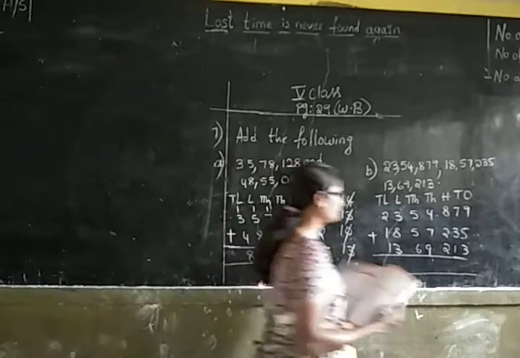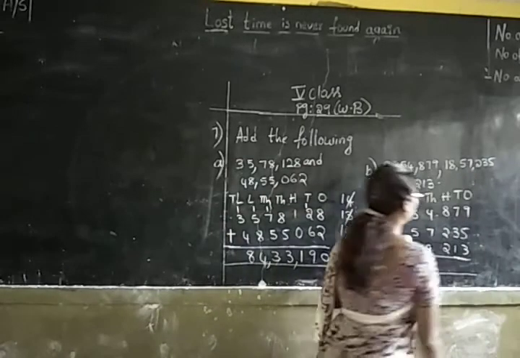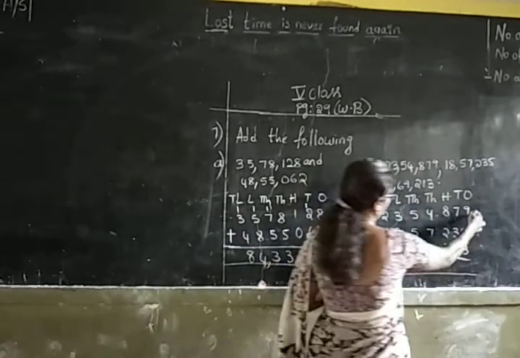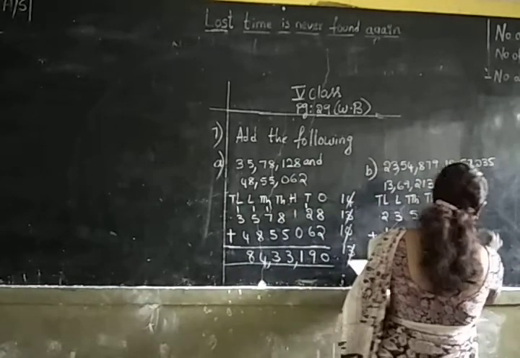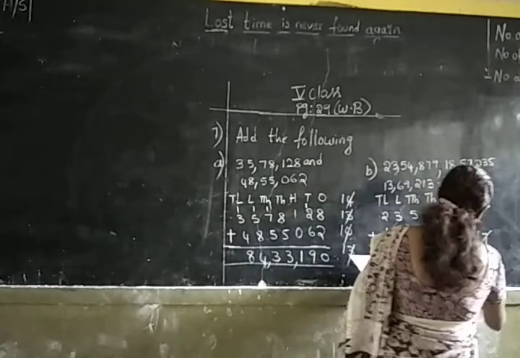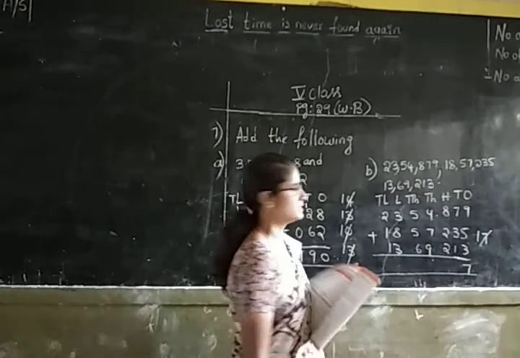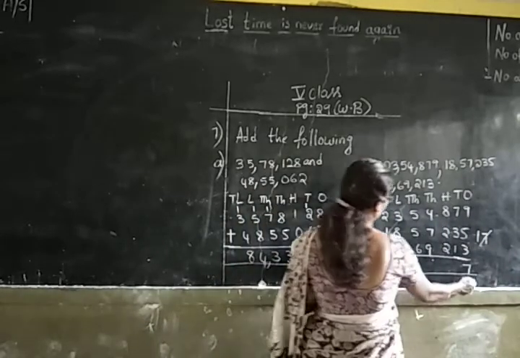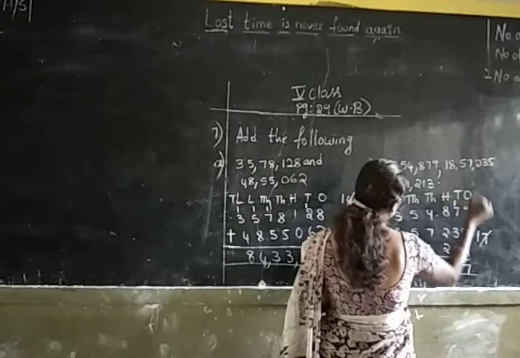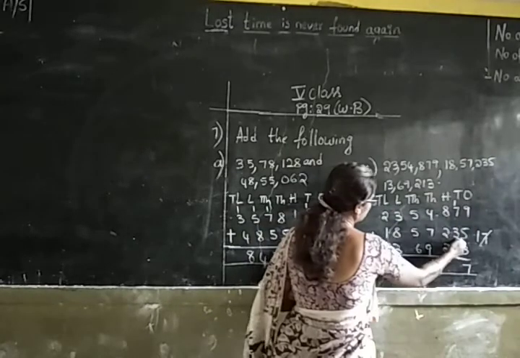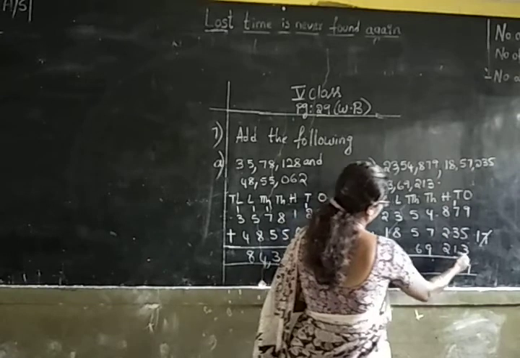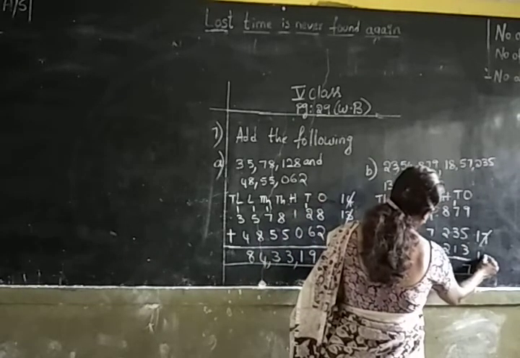Okay, children. So here in ones place, 9 plus 5 is 14, and 14 plus 3 is 17. You have to put 7 in ones place and carry 1 to the tens place. 7 plus 1 is 8. 8 plus 3 is 11. And 11 plus 1 is 12.